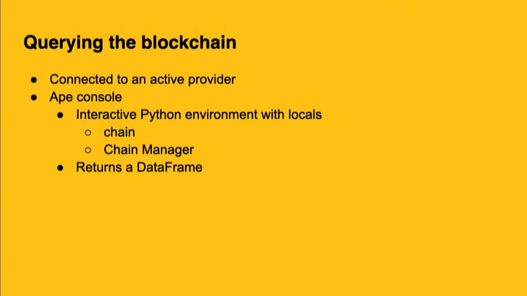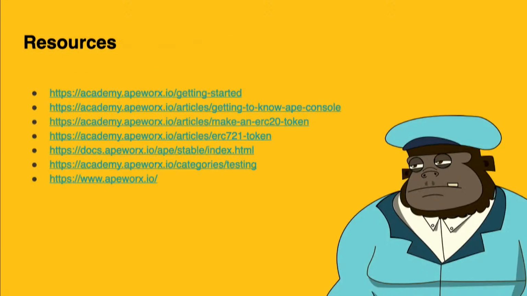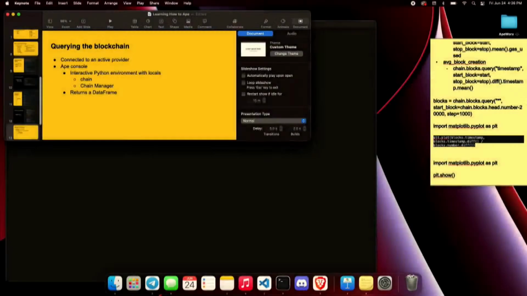And the final thing I'll leave you with is how to query the blockchain. The requirements here are just that you're connected to an active provider. We're going to look at this real quick in Ape Console, which is an interactive Python environment that has locals such as chain. There's much more, but we'll point you to additional things in Ape Academy for the rest of it. But essentially it returns a data frame that lets you do some really neat things. So let's do that just really quick.